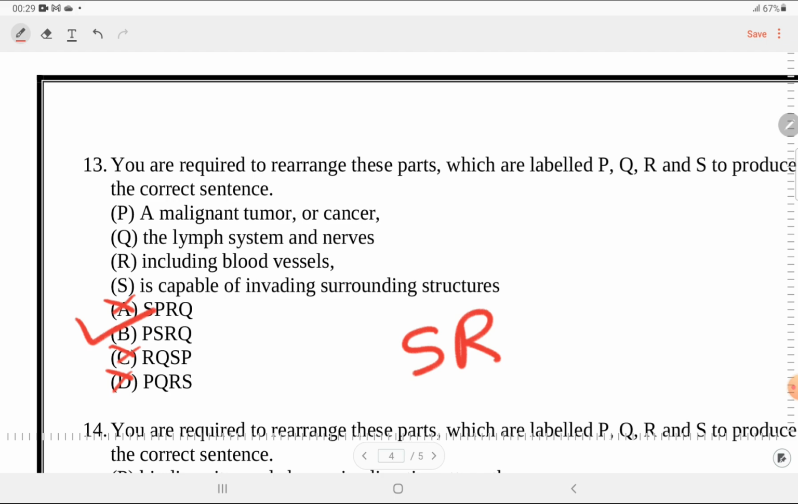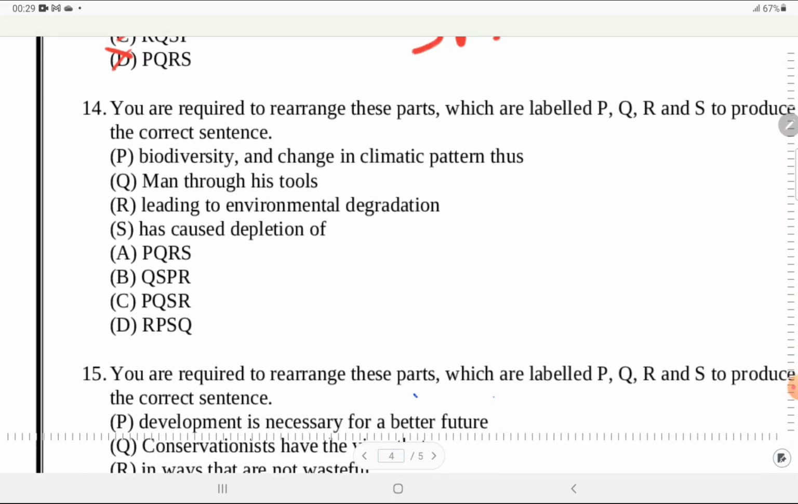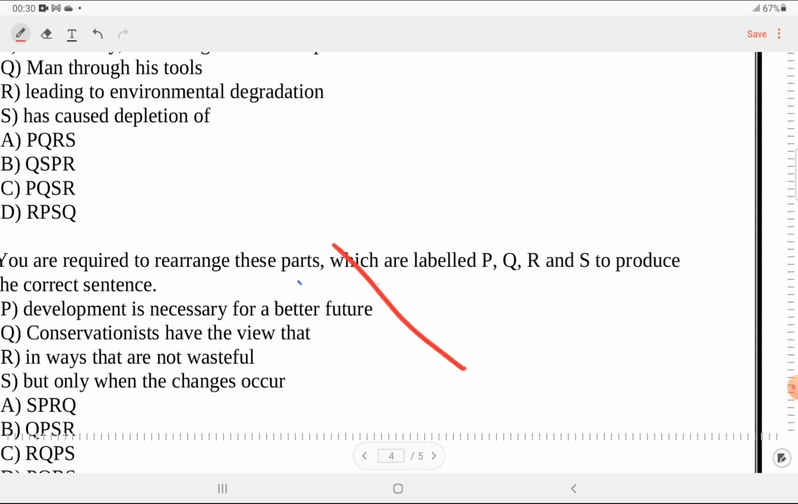I'll just give a read. A malignant tumor or cancer is capable of invading surrounding structures including blood vessels, the lymph system and nerves. कॉमा है ना, एक और चीज़ है, R and Q should also be together. Why? ये ब्लड वेसल्स है, इसके बाद कॉमा है, the lymph system and nerves, ये सारा इकट्ठा आना चाहिए. Next, 14th.